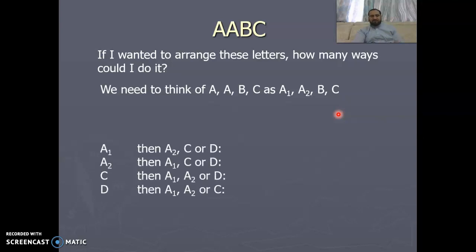So the first position: A1, A2, B or C; then A2, B or C; A1, B or C; then A1, A2 or C; then A1, A2 or B. Again here we can see there are 12 possibilities for the first 2 letters.